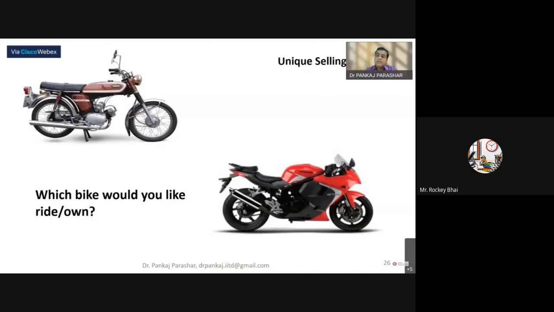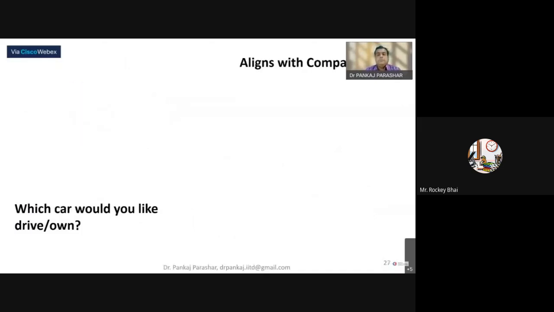So how does it happen? Both have the same components. They have an engine, they have wheels, they have a seat, they have a tank, they have a handle, everything. But it is designing and thinking in the way that the USP has been put in for design thinking. And that's when this bike takes shape. Now, aligns with the company motto again.